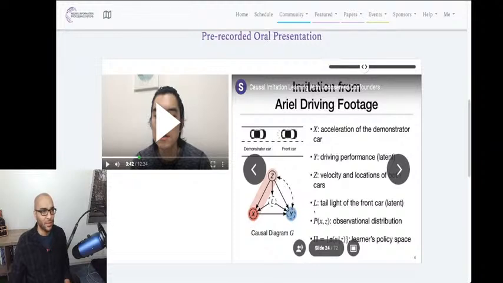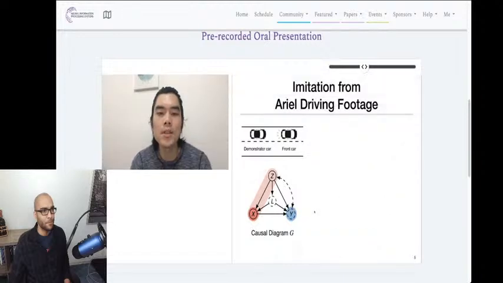P of X and Z are the observed variables in the system, and pi is the actions that we can do. So the actions are accelerate, not accelerate, based on Z. So given the velocity and locations of both cars, the learner is going to decide whether or not to accelerate or slow down, I suppose. C is of the form pi of X given Z.